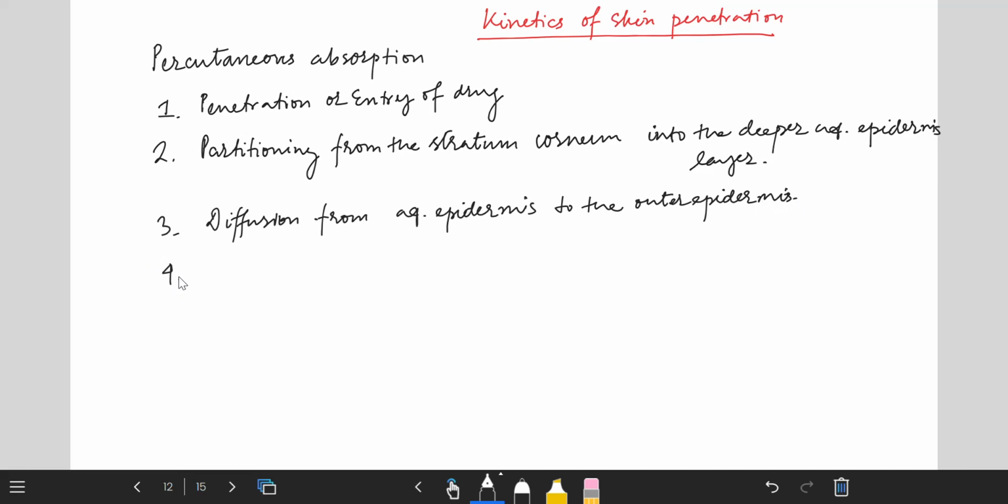In the fourth point, what happened? Penetration or permeation of the molecules from one layer into another. So, permeation of molecules from one layer into another.